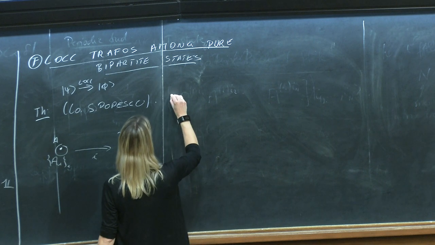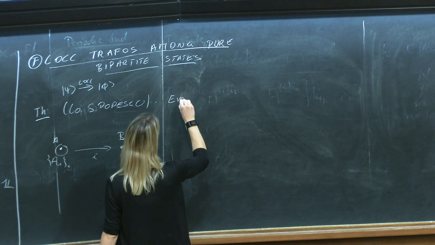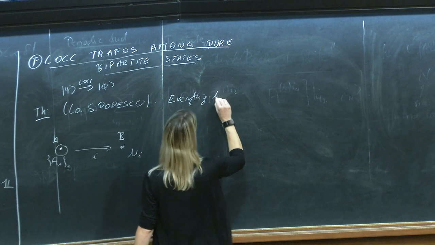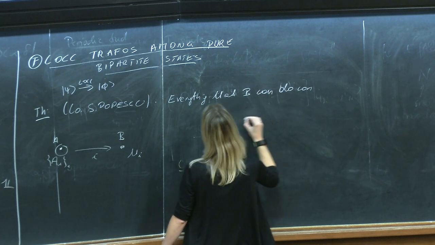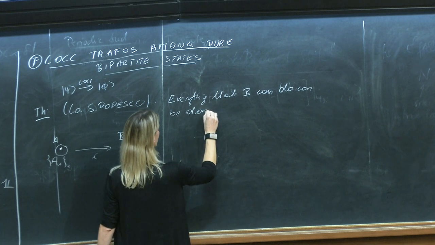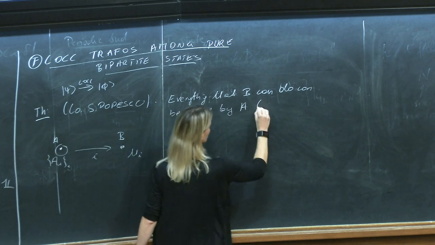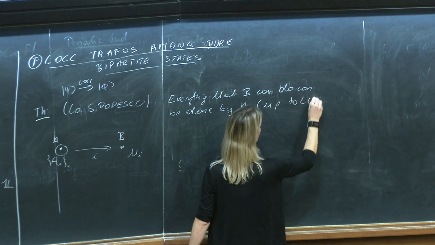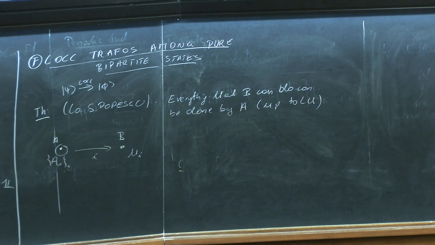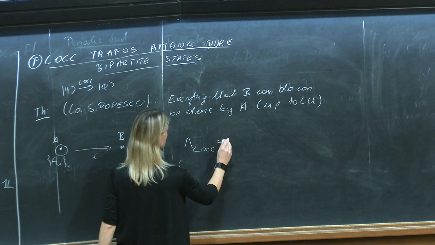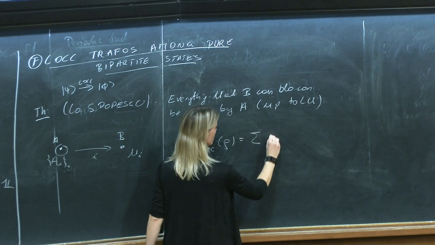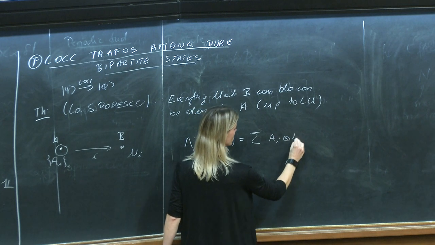But, and this means that, roughly speaking, everything that Bob can do can be done by Alice, up to local unitaries. Okay, so this means that this nasty kind of structure, mathematically, boils down to something that is very simple, because here our maps simply look like this. So this is just the sum of A_i, this is the measurement that Alice does, and the unitary by Bob.